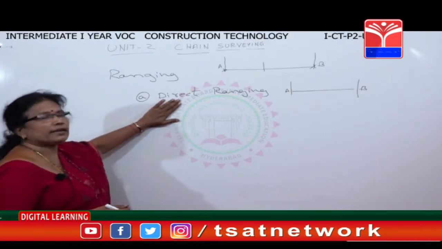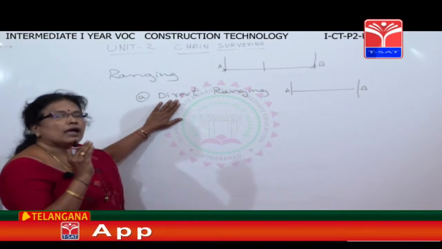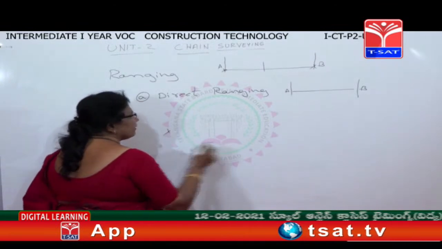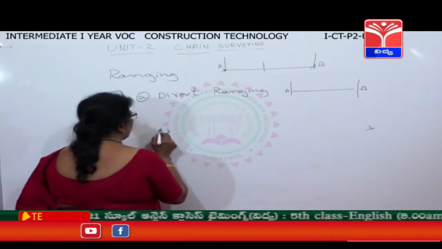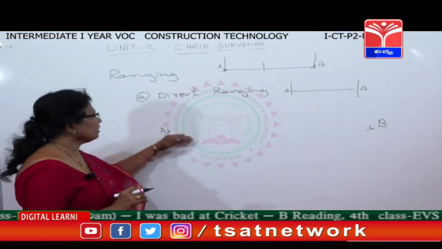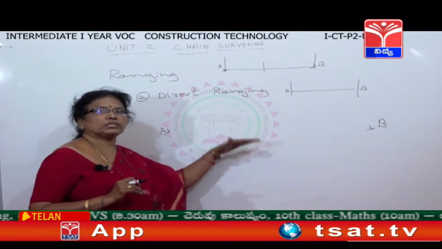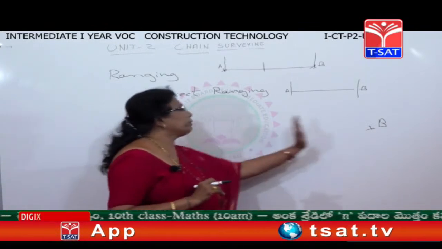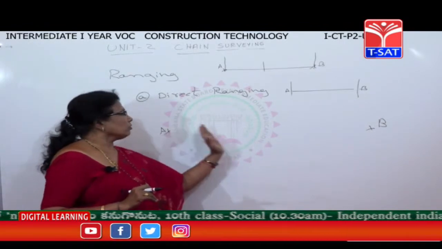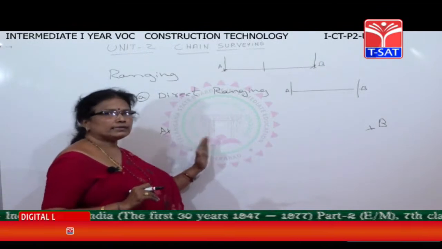So now direct ranging. Direct ranging is done in 2 ways. One is by eye and another is by line ranger. So now we'll see how it is done by the eye. This is A and B, both are 2 main stations which we need to measure the distances. So before measuring the distances, we need to bring these 2 points in a straight line. When it is a little far, then you have to bring these 2 points in a straight line.